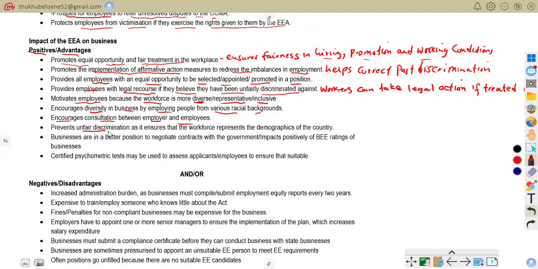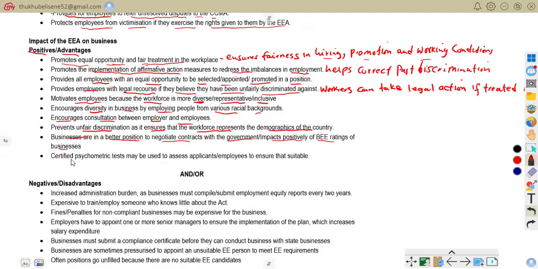It prevents unfair discrimination as it ensures that the workforce represent the demographics of the country. So it prevents unfair discrimination as it ensures that the workforce represent the demographics of the country. So meaning to say business must employ workers who reflect South Africans' population. So that is that.